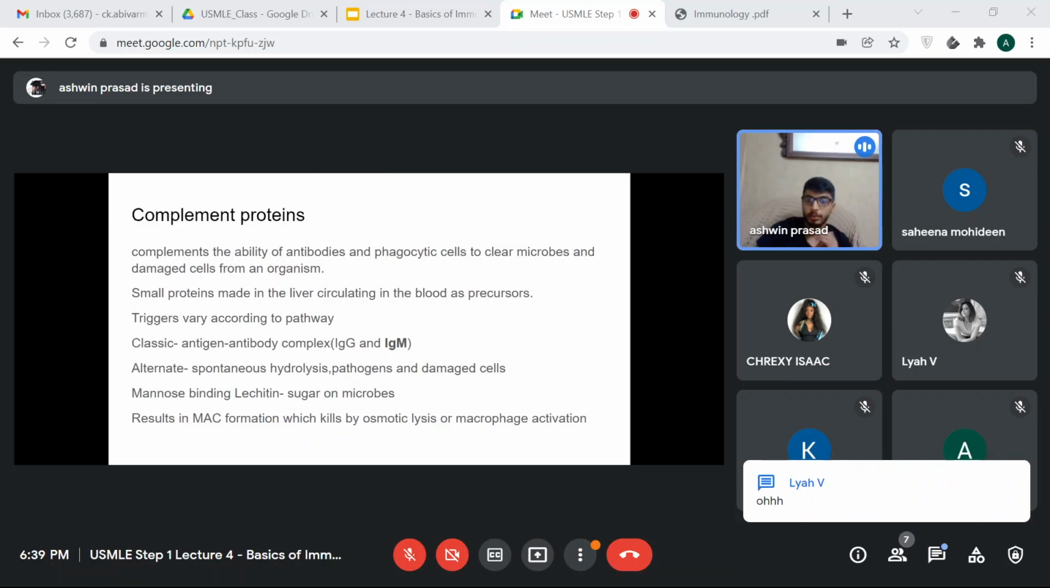I just put it up at the end because initially there are three, and then all of them lead to just one. So three, and then there's just one, which is MAC formation. All of them lead to the same end output.